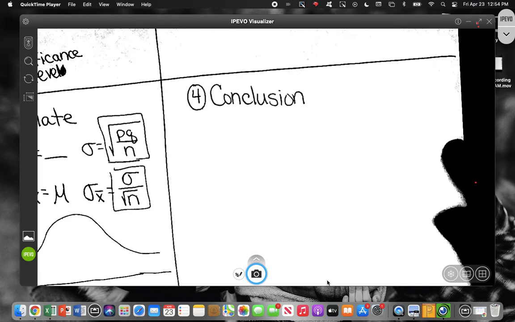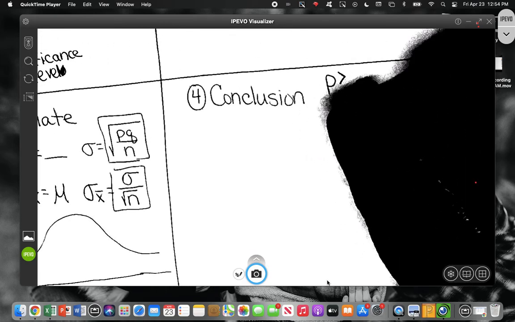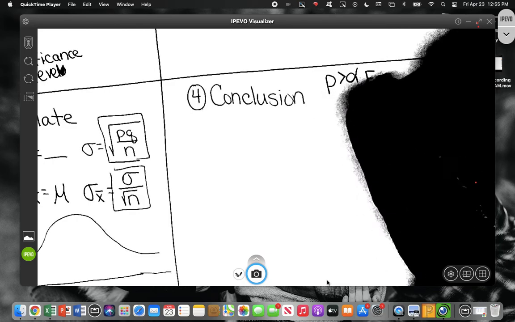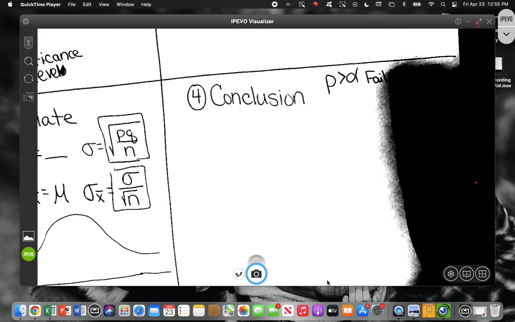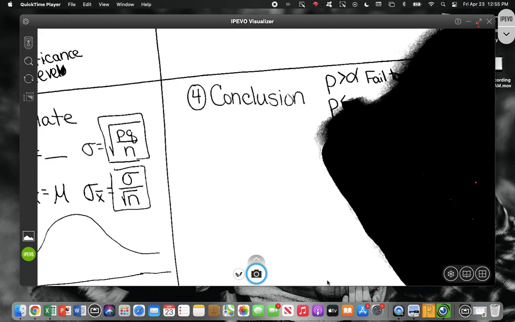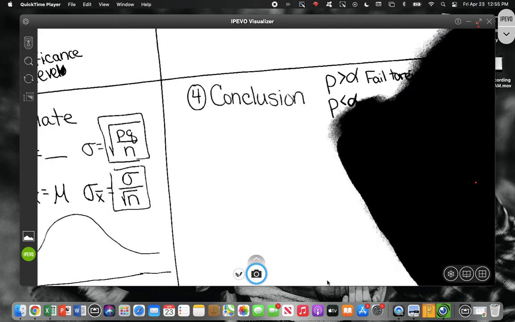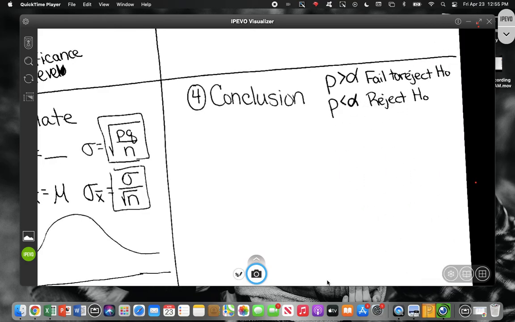All right, so with our conclusion, if our p-value is bigger than our significance level, we fail to reject the null. If it is smaller, so if it's rare, then we can reject it.